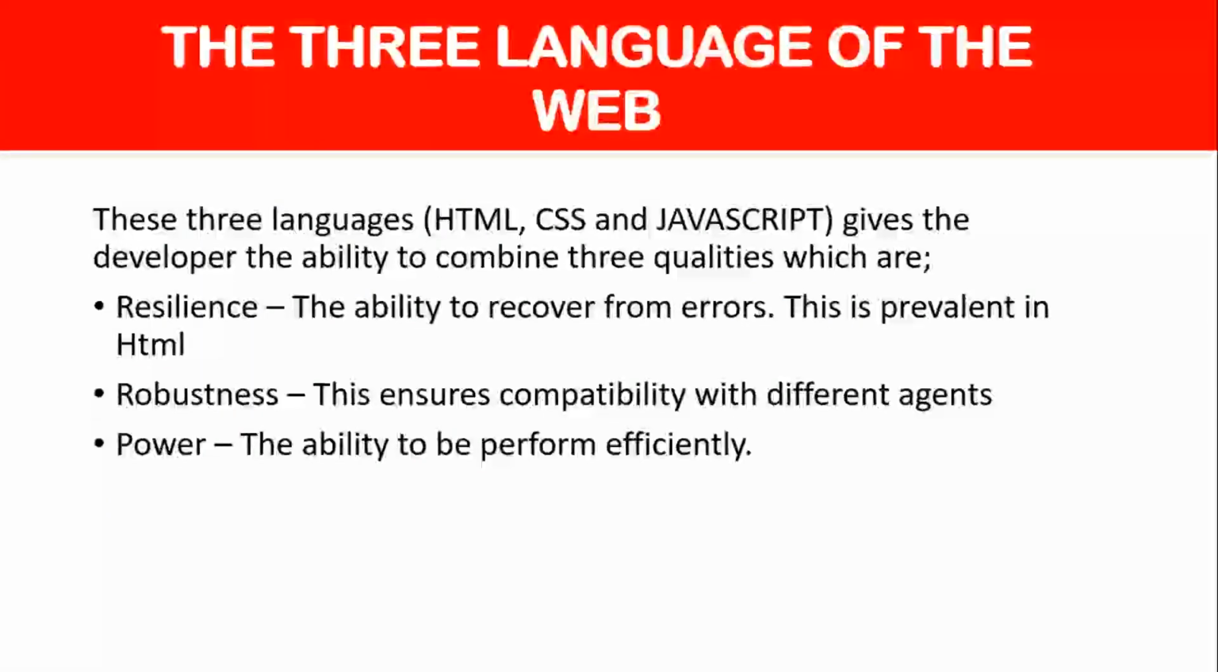Moving on, when we talk about web design, there are some things we really need to pay attention to, things we really need to understand very well in order to be able to actually do well in the course. There are three basic languages of the web, and these languages are HTML, CSS, and JavaScript. With the combination of these languages, the developer can come up with a very nice design and a very nice software that could be regarded as a website.